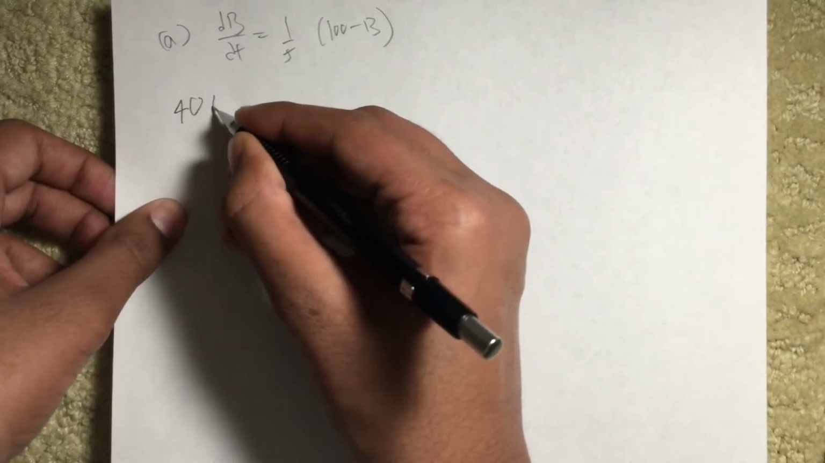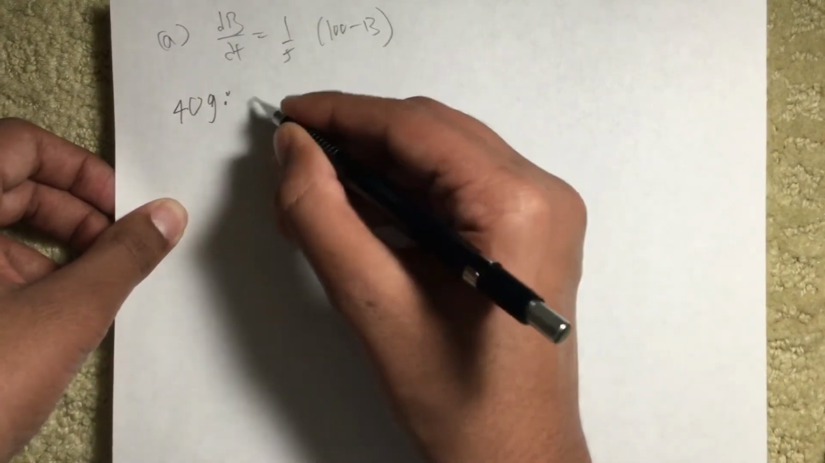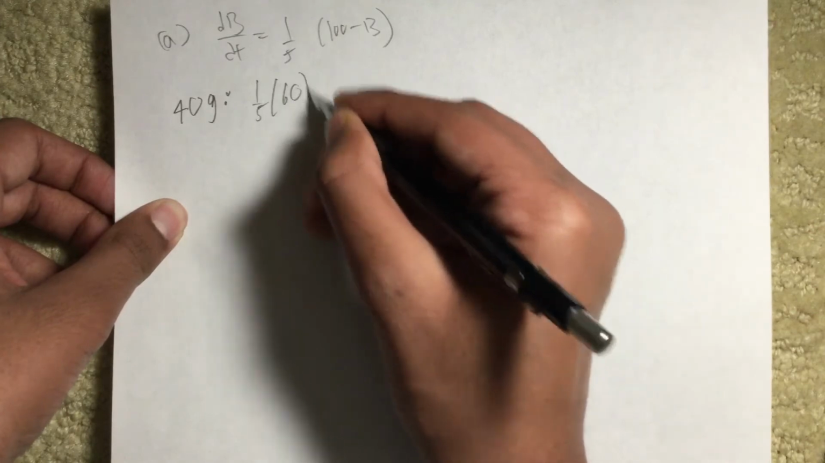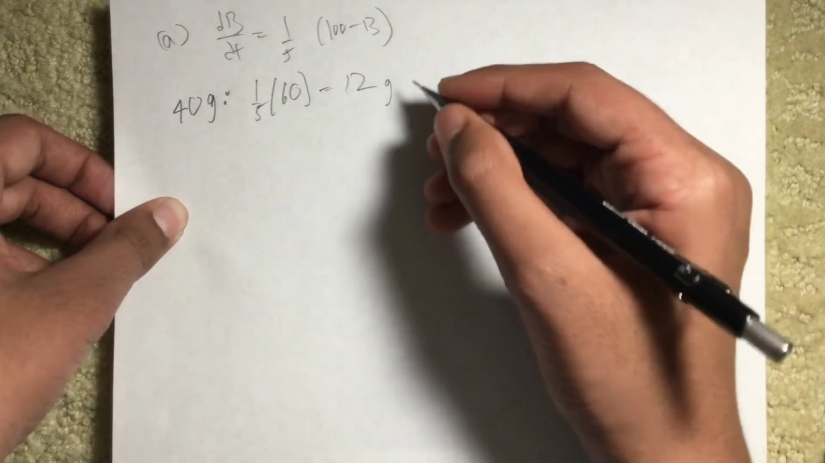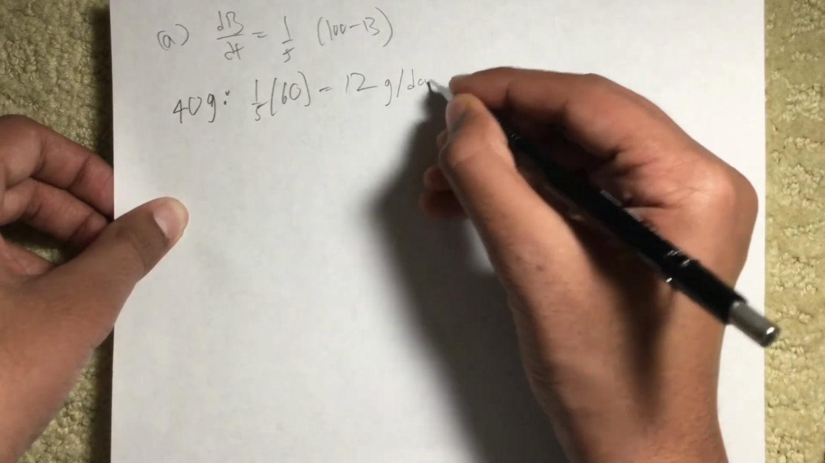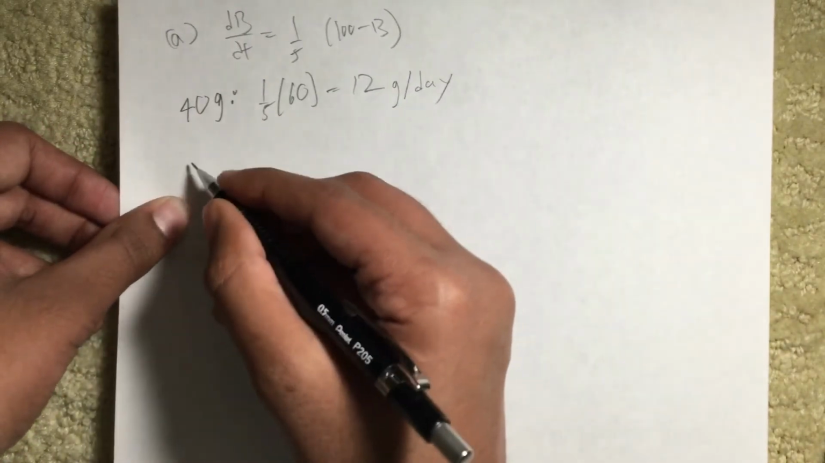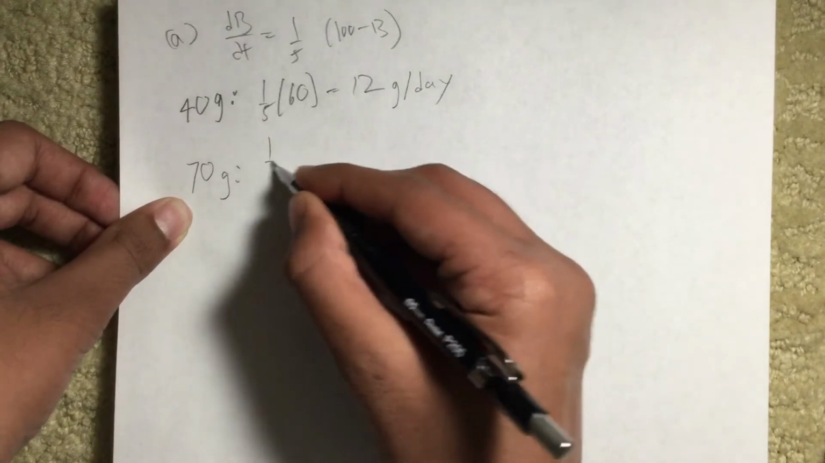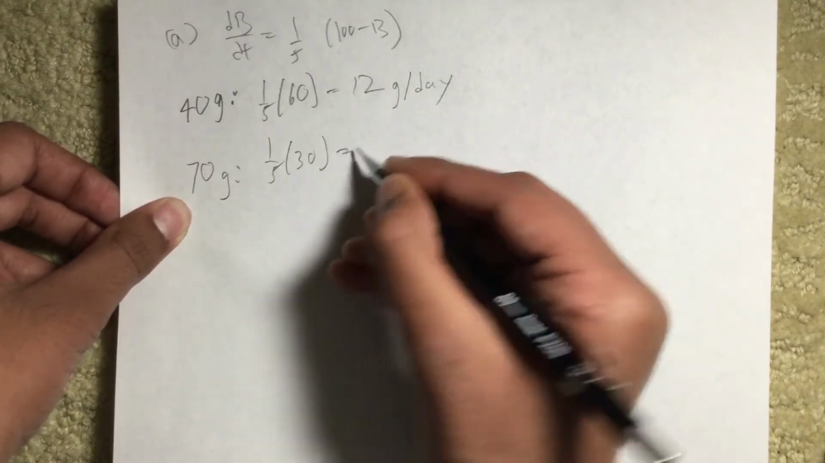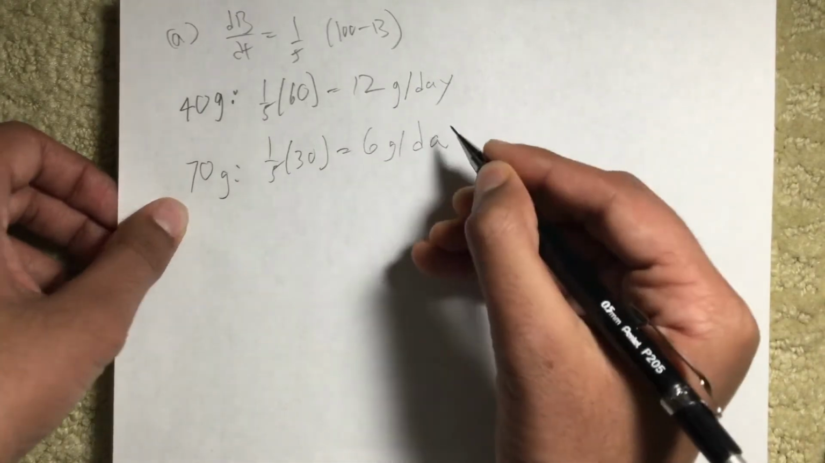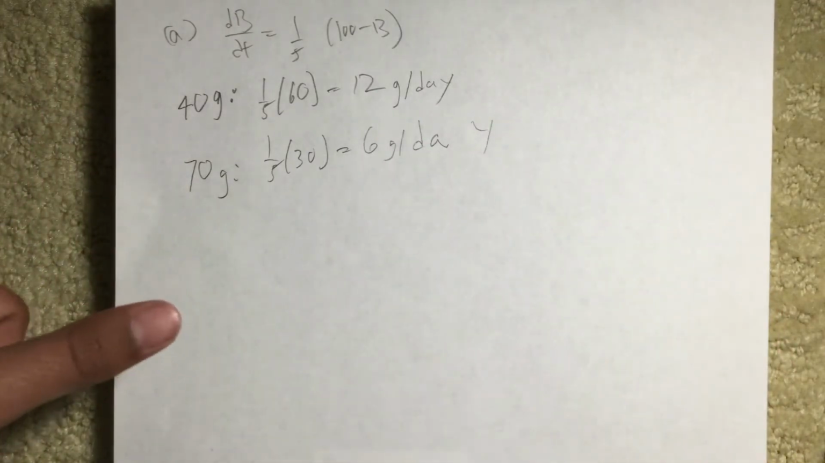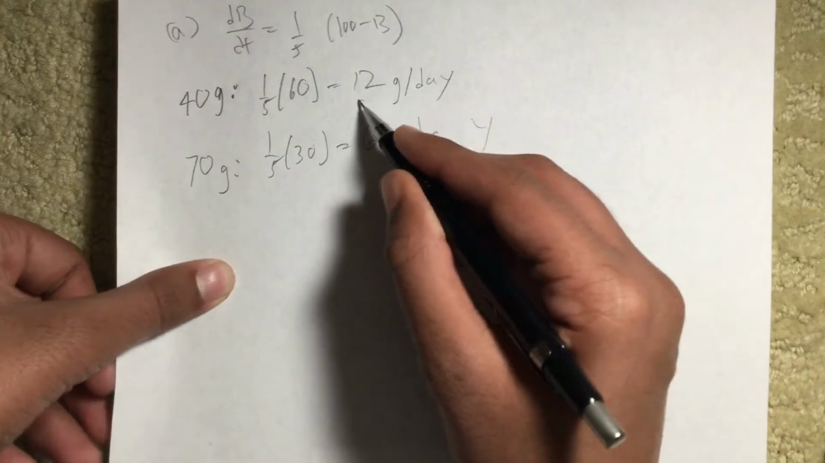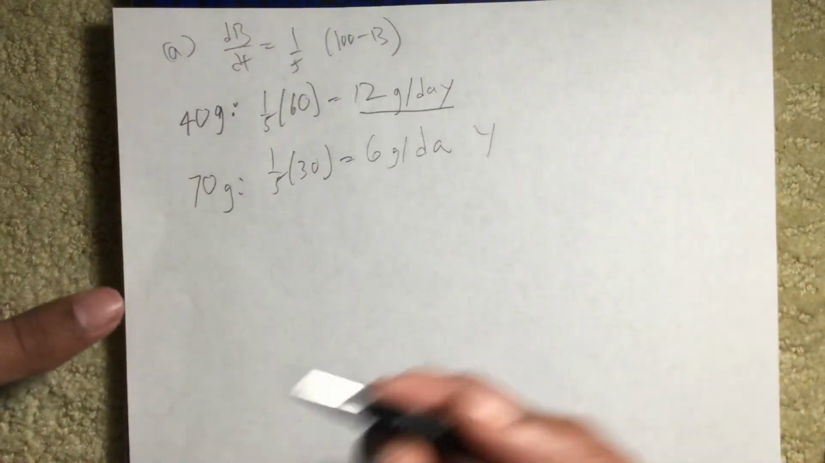So let's say our current weight is 40 grams. We just plug that in, so 1/5 times 60 is equal to 12. So we're basically growing weight at 12 grams per day when we're at 40 grams. When we're at 70 grams, we're growing weight at 6 grams per day. So the question asks, when is the bird gaining weight faster? That is obviously at 40 grams, because 12 grams per day is much more than 6 grams per day.